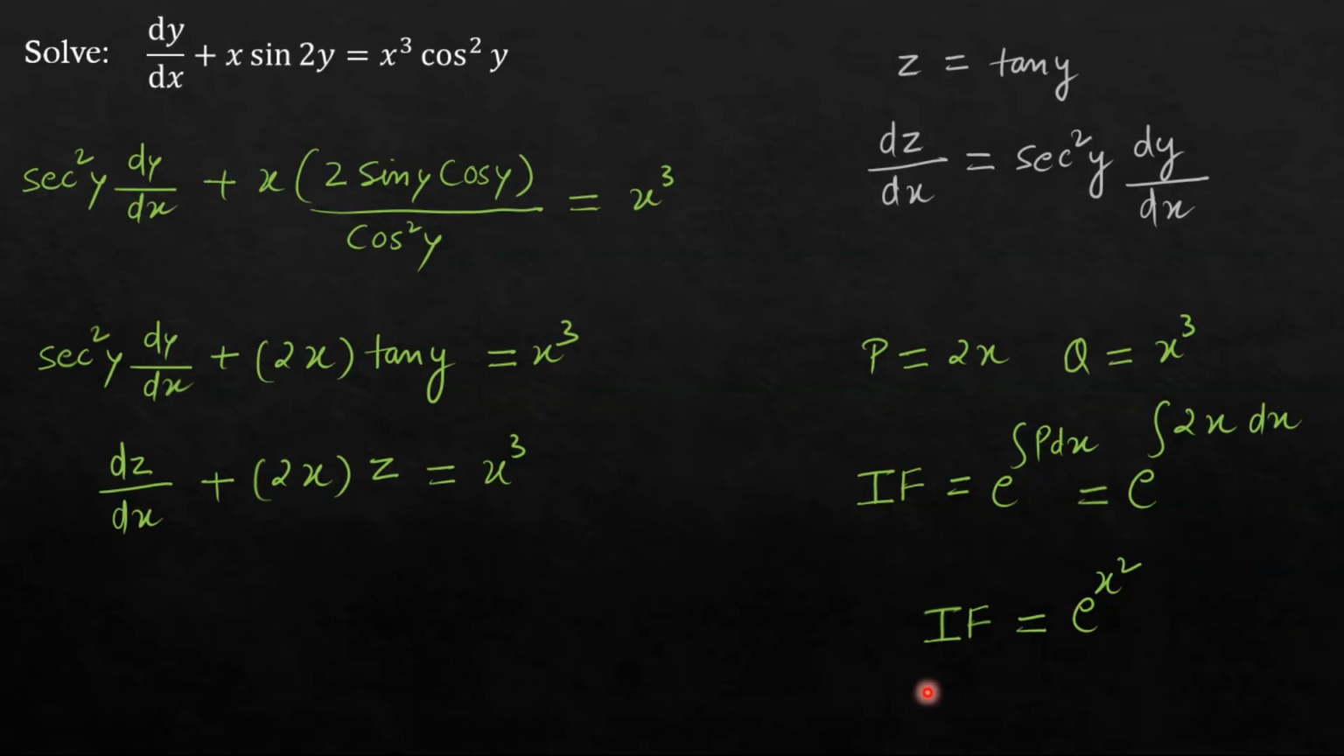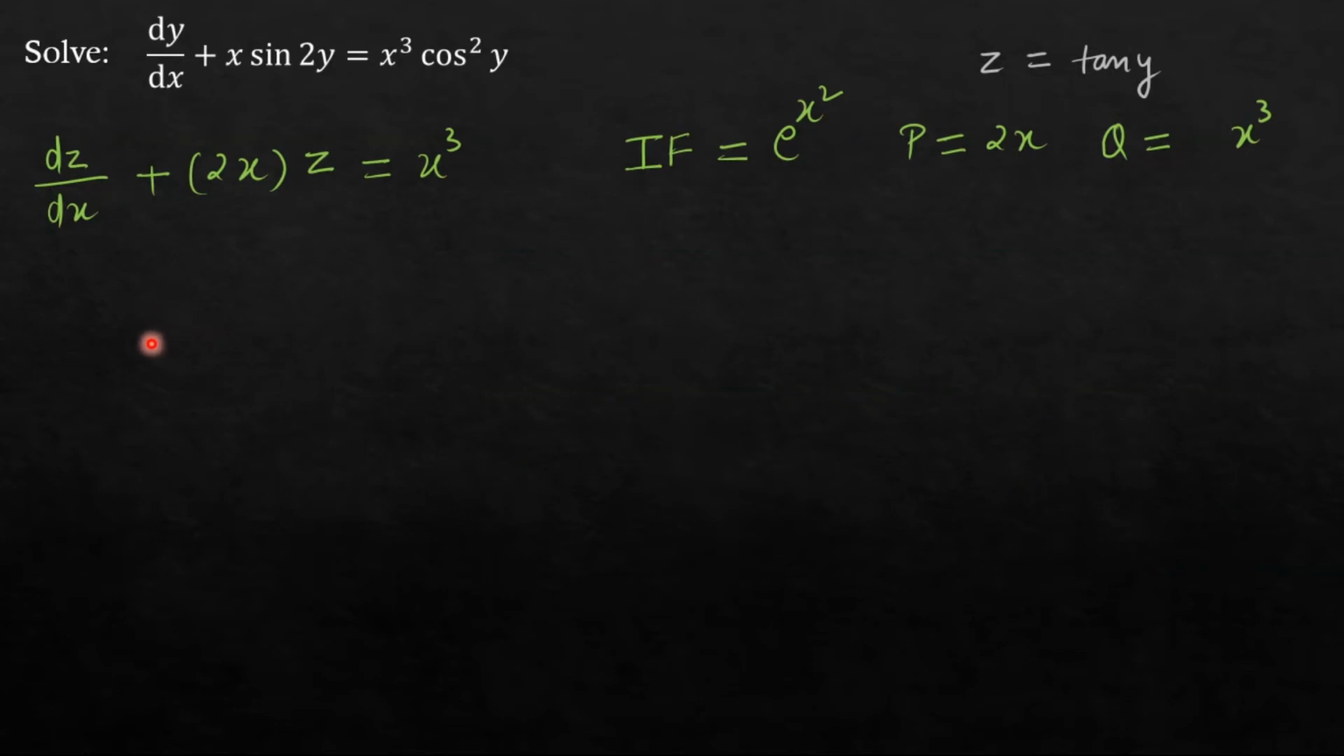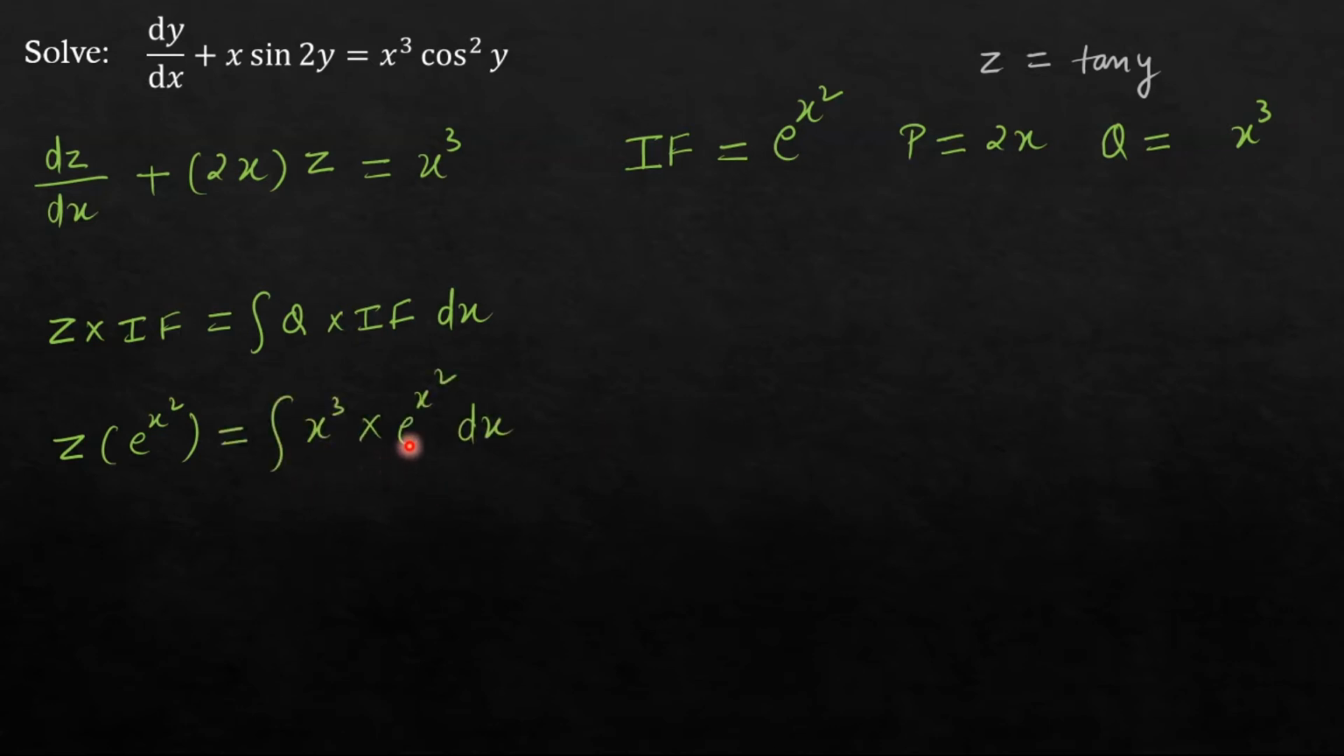Now let us go for the solution. We know that the solution is given by dependent variable into integrating factor. Here the dependent variable is z. So z into integrating factor is equal to integration of q into integrating factor. Put the values: z into e raised to the power x square is equal to integration of x cube into e raised to the power x square. Now we need to integrate this term x cube into e raised to the power x square.